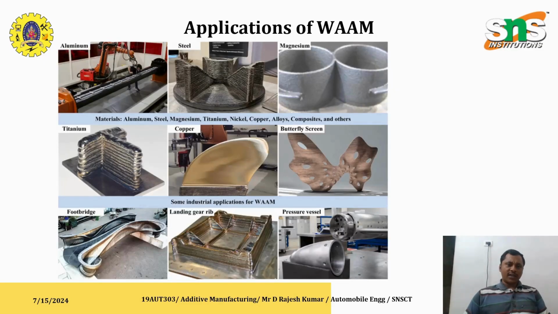So these are some of the components of different varieties such as aluminum, titanium and steel. You can see here, this is the aluminum, steel, magnesium, titanium, nickel, copper alloys that are manufactured using wire arc additive manufacturing.